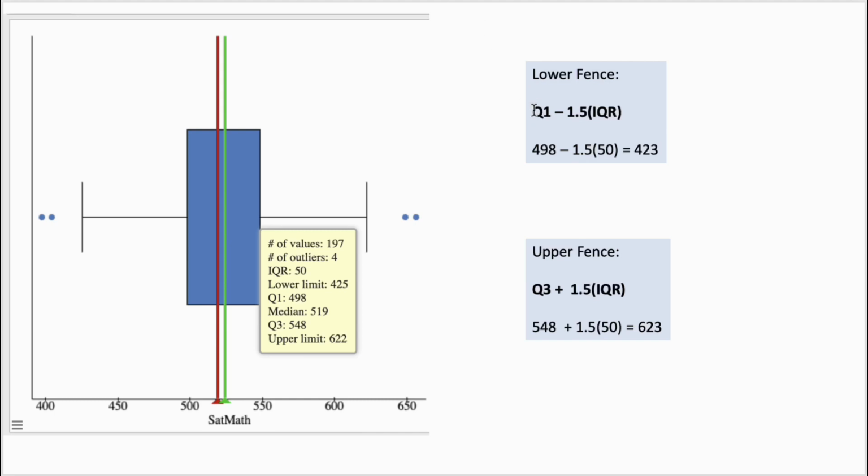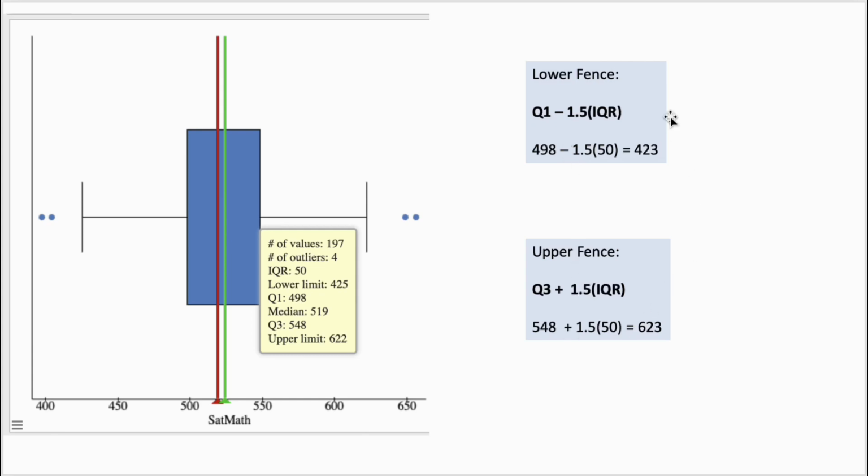So you can get Q1 right off of the output in StatCrunch for the lower fence. You can get the IQR, 50, right off the output. So that gives you the ability to calculate the lower fence just from your StatCrunch output. You have to do that by hand. Upper fence, Q3, plus 1.5 times the interquartile range. Subtract to get the lower fence, add to get the upper fence.